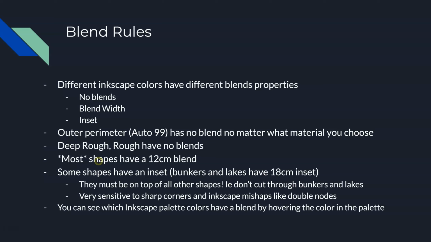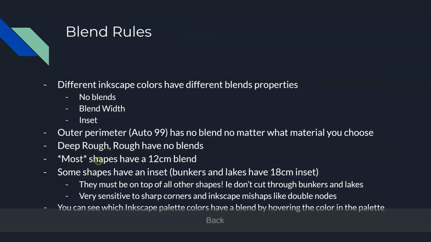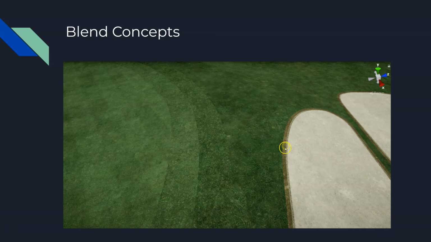Some shapes have an inset. Bunkers and lakes have an 18 centimeter inset. Well, why is that? Well, because if you go back here, and actually, is it here? Yes, it's there. This bunker, it has sand, and then it has this, if you want to call it, the landscaping lip, where they kind of use that spade to give it a nice clean line. So you want to blend from that to the lip, and then on the outside, you want to blend from the lip again, out to wherever this material here is, the rough.